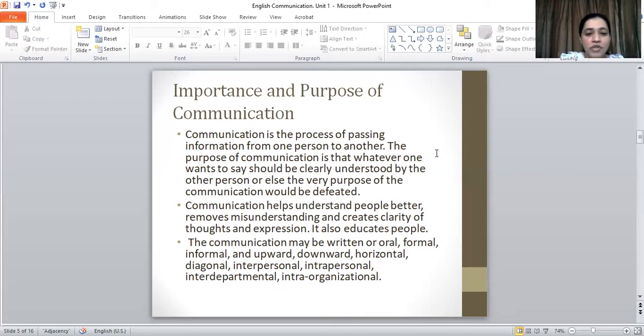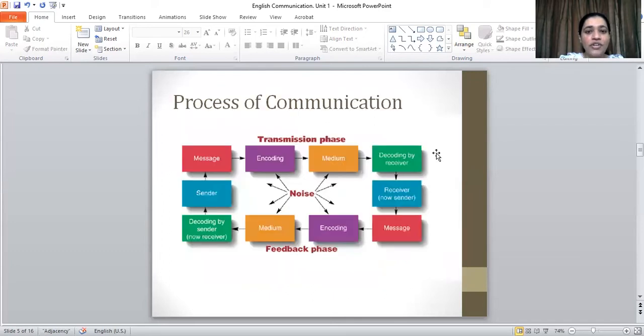Now, communication may be written or oral, we are aware of that, formal or informal. These things we need to pay attention to now. Upward, downward, horizontal, diagonal, interpersonal, intrapersonal, interdependent, interdepartmental, and intra-organizational. Right, we will discuss each of these terms in a little while.